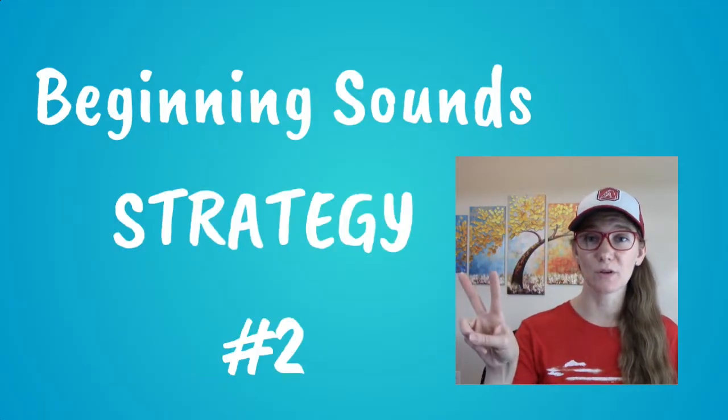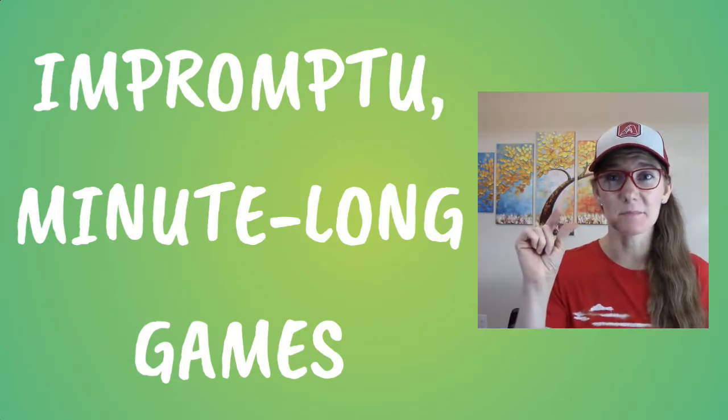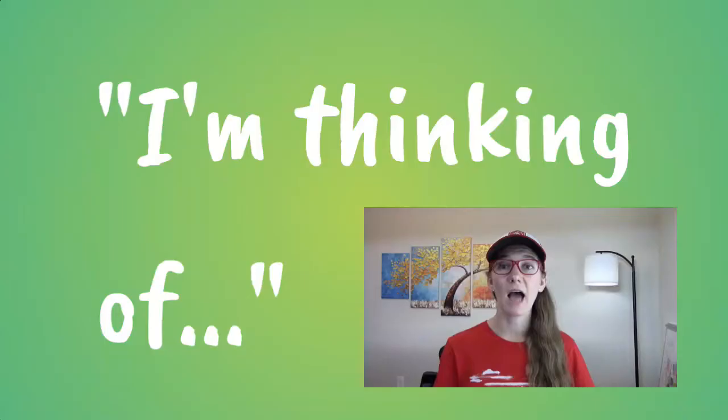Strategy number 2. Impromptu minute-long games. Model lists like this. I'm thinking of words that start with T. Tickle, table, tummy. When your child is ready to, he or she will begin to chime in once in a while, adding a word themselves like turtle. Until then, don't sweat it. Just model emphasizing that first sound.